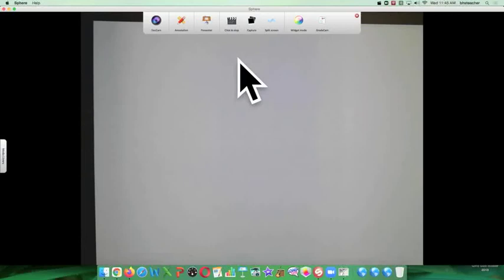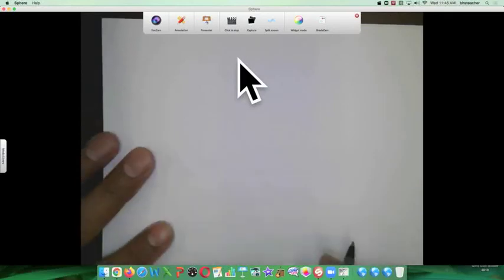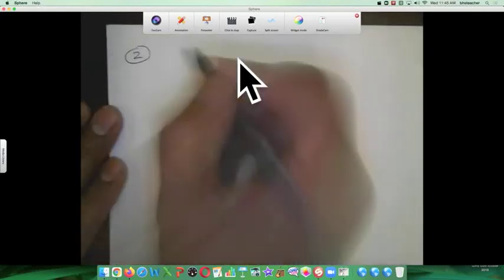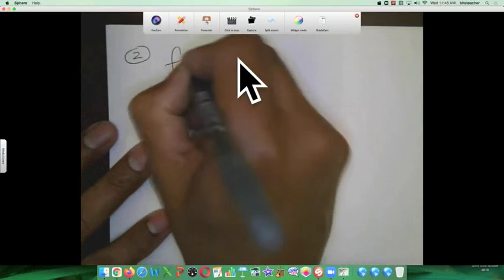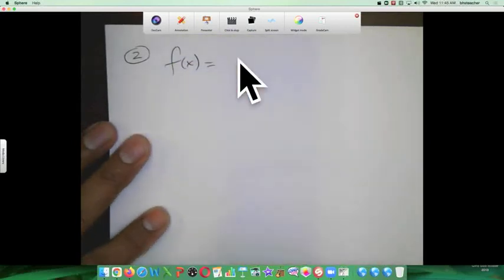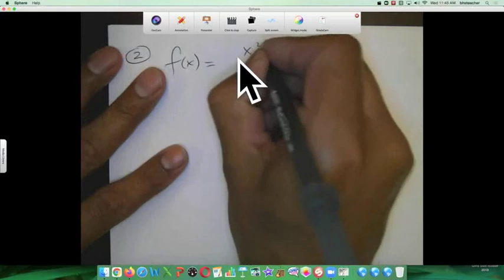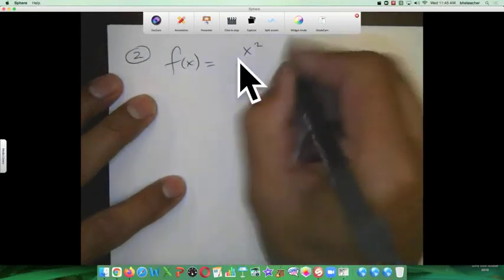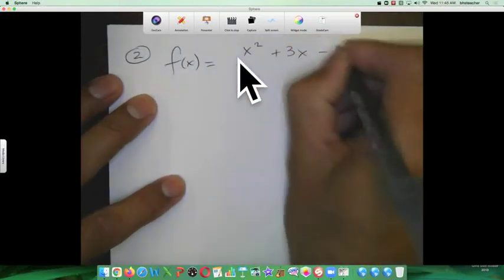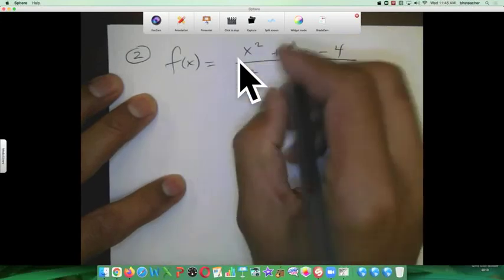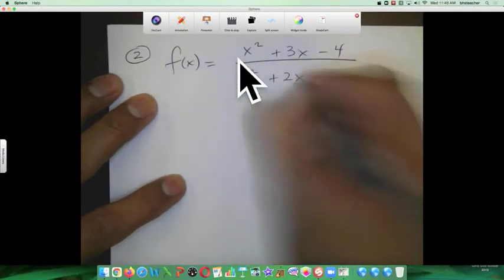Okay, so we are graphing rational functions, and here's number 2. These are the ones that we have to factor. Let's see, number 2: f of x is equal to x squared plus 3x minus 4 over x squared plus 2x minus 3.